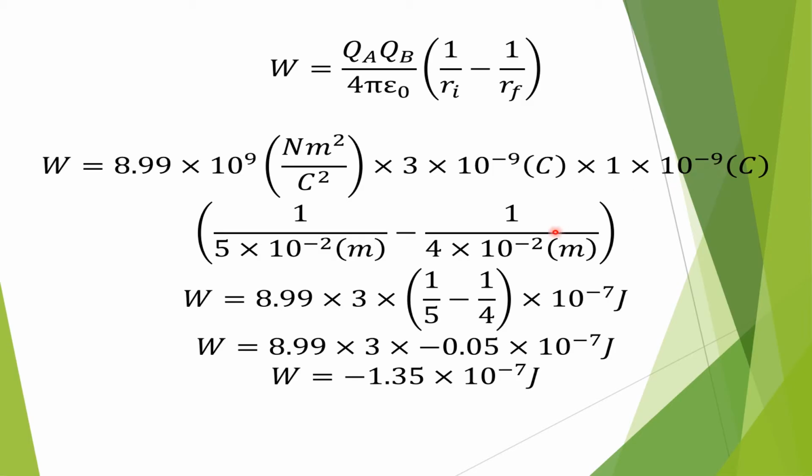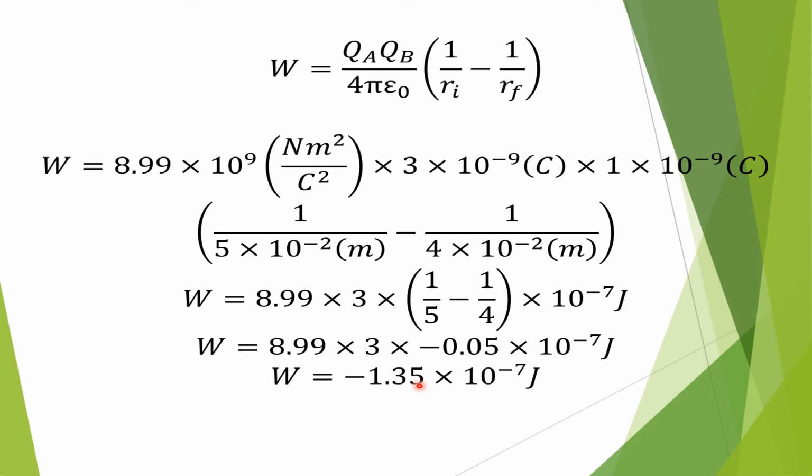And now I need to do this calculation, 8.99 into 3, and this 1 over 5 minus 1 over 4. Now 1 over 5 is 0.2, 1 over 4 is 0.25, so we get minus 0.05. If you do this calculation, then we get this as minus 1.35 into 10 raised to minus 7. Here the negative sign indicates that we are moving from a lower potential to a higher potential, and this is quite obvious since we are moving closer to a positive charge. So this is what is indicated by this negative sign.